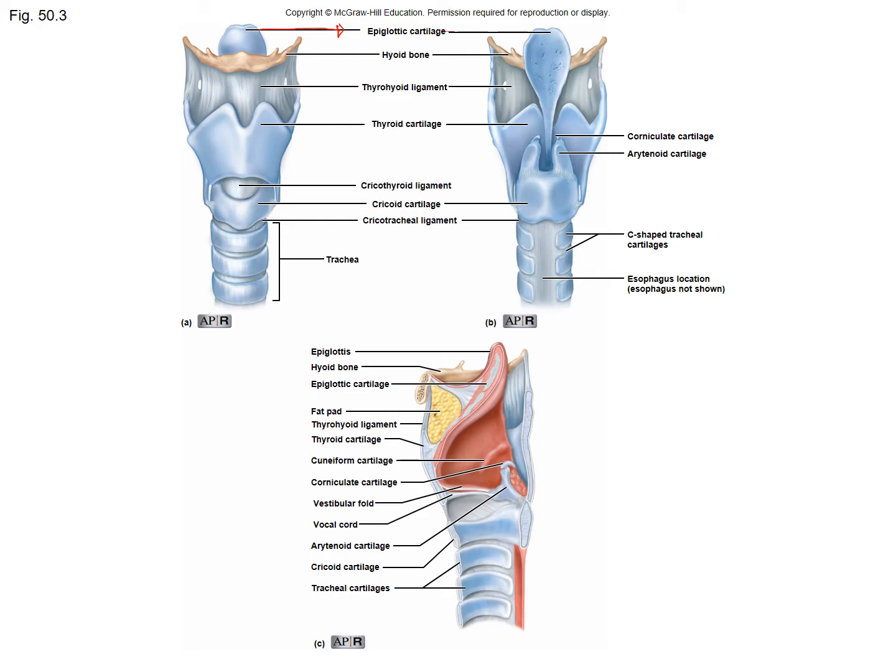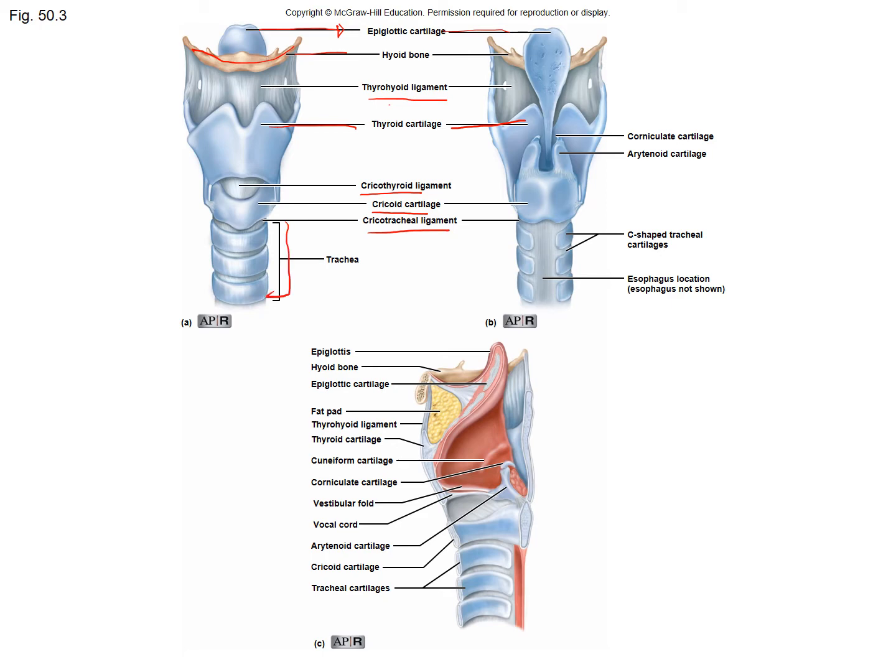Anterior view and posterior view. Epiglottis, of course, and the famous hyoid bone right here. You remember this is the only bone that's not attached to another bone, the hyoid bone. Underneath you're going to find the thyroid ligament, and under the thyroid ligament you're going to find the thyroid cartilage, and underneath the thyroid cartilage you're going to find the cricothyroid ligament and the cricoid cartilage and cricotracheal ligaments.